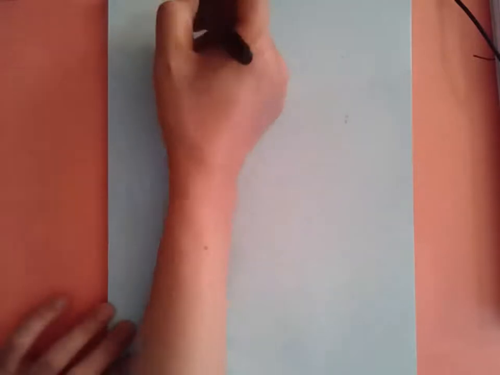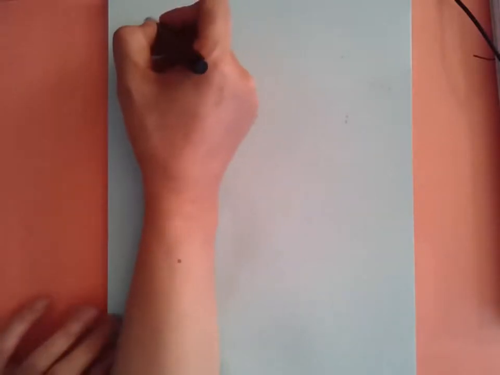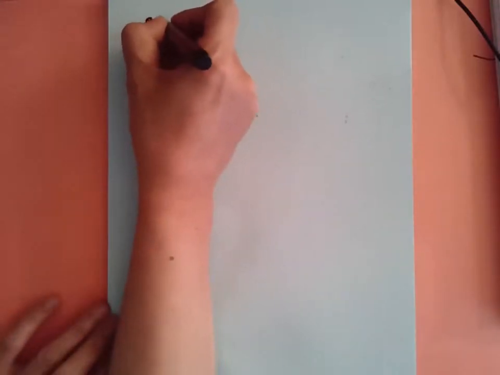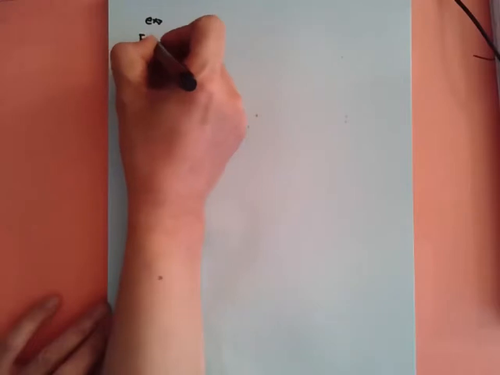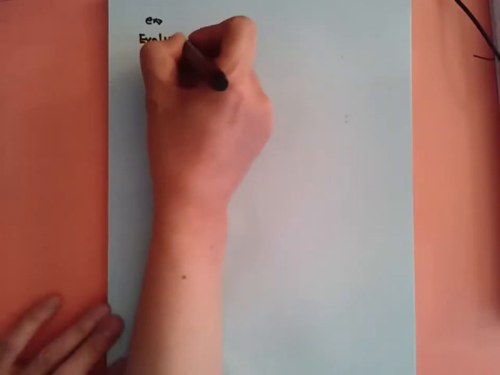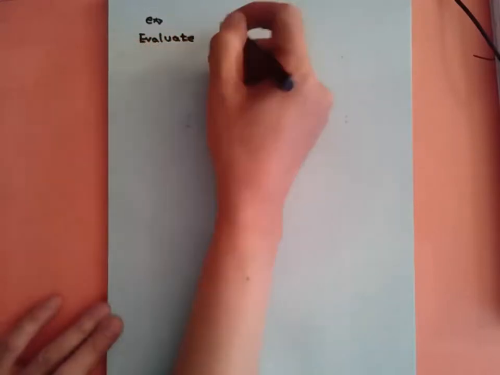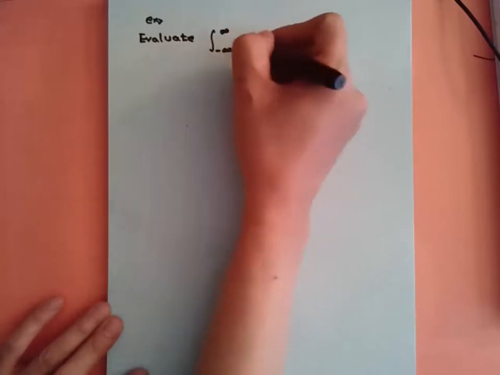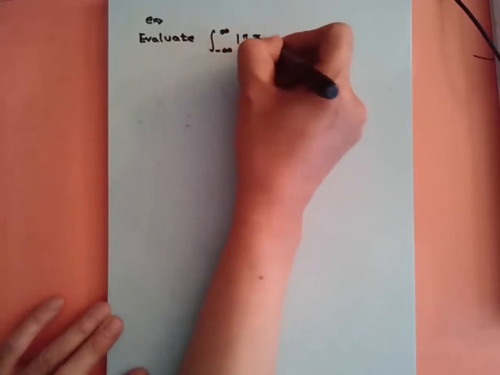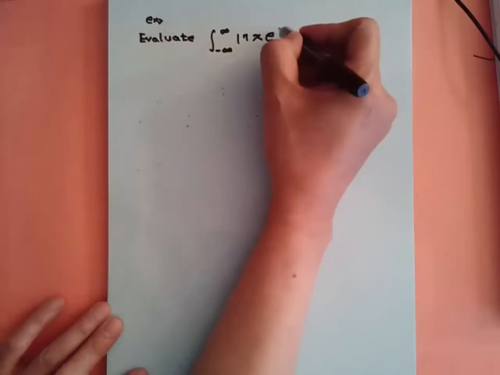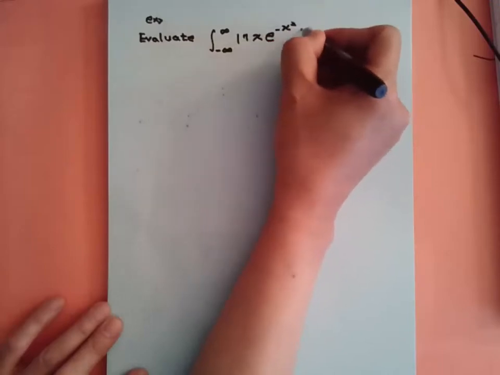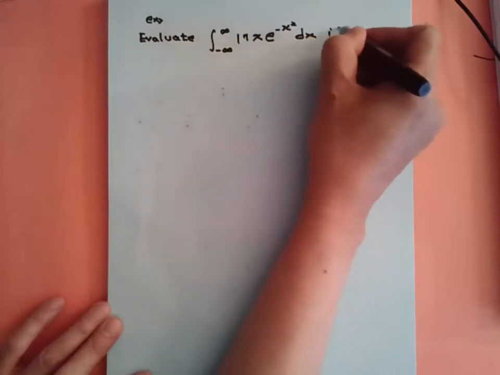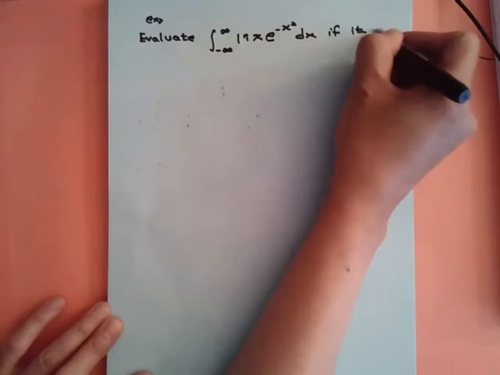We are continuing with improper integrals. Let's do other examples. Evaluate the integral from minus infinity to infinity of 17x times e to the minus x squared dx, if it is convergent.